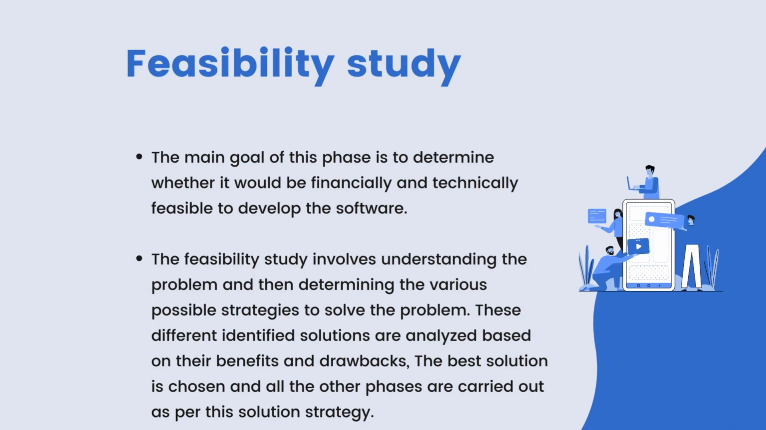Feasibility study. The main goal of this phase is to determine whether it would be financially and technically feasible to develop the software. The feasibility study involves understanding the problem and then determining the various possible strategies to solve the problem. These different identified solutions are analyzed based on their benefits and drawbacks. The best solution is chosen and all the other phases are carried out as per the solution strategy.